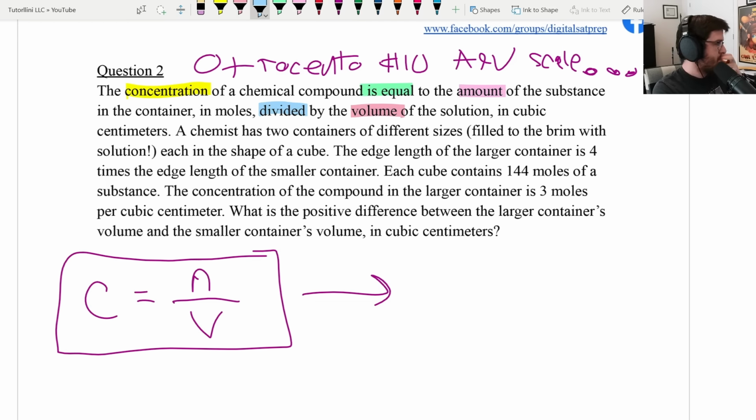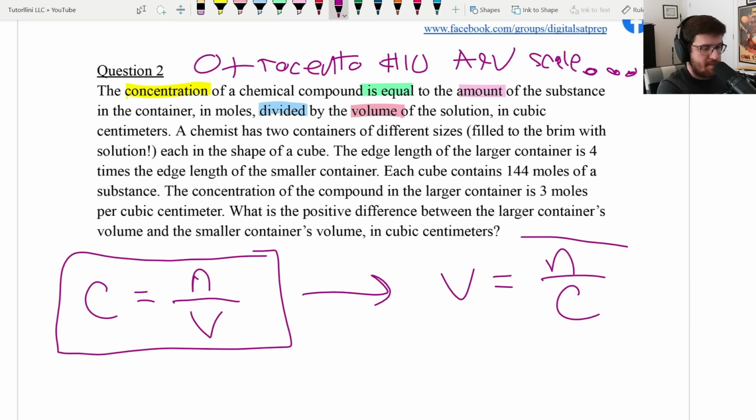You can swap the denominator with the guy on the left. It's just 2 steps of algebra that we did in one. If you want to do it in 2 steps, you can multiply both sides by V and then divide both sides by C, and you should get the same thing.